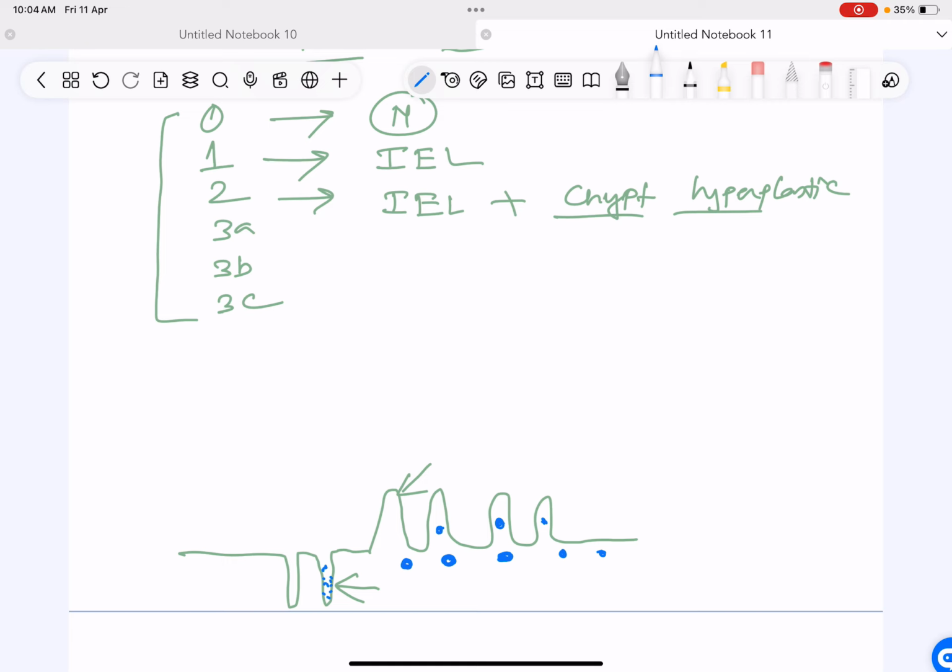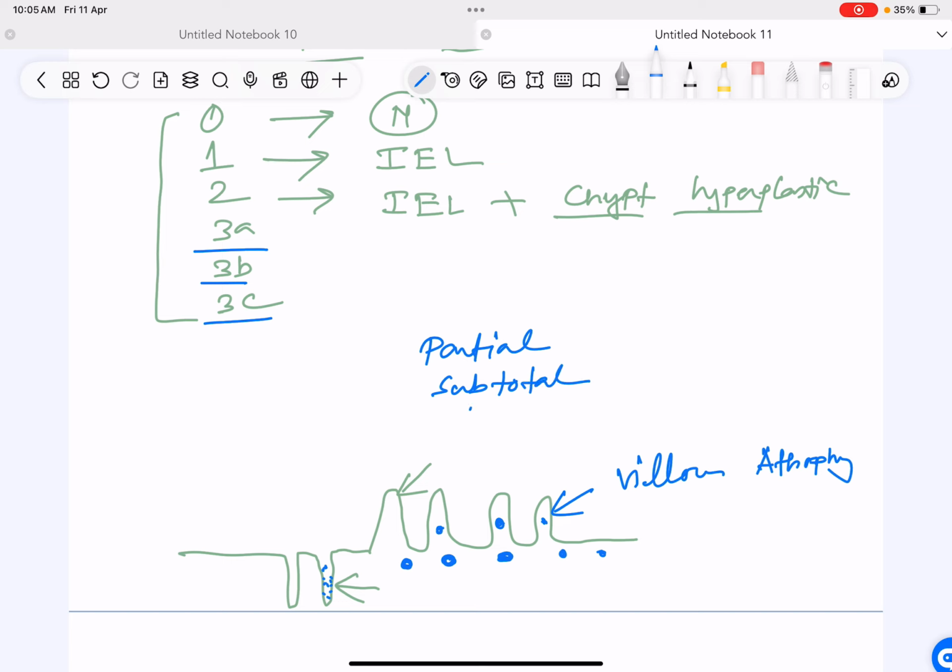Next, from 3A, 3B, 3C, we start to see villus atrophy. So villus atrophy, if you see, it is at least 3. If it is partial villus atrophy, it is 3A. If it is subtotal, it is 3B. If it is total villus atrophy, it is 3C. So 3C is total villus atrophy, 3A is partial villus atrophy, 3B is subtotal villus atrophy.